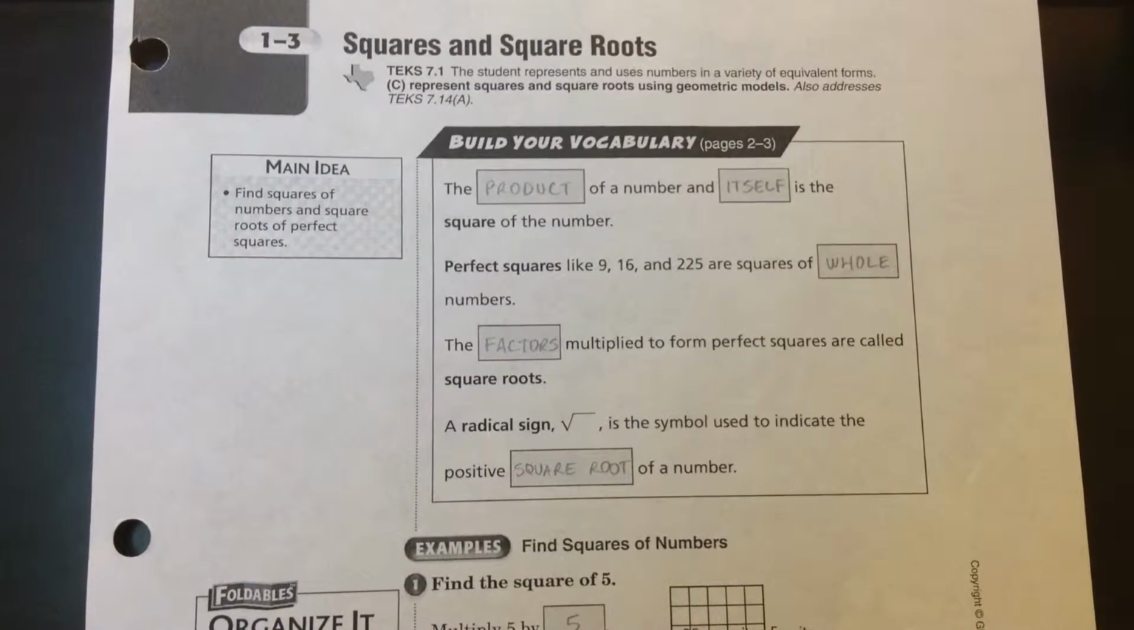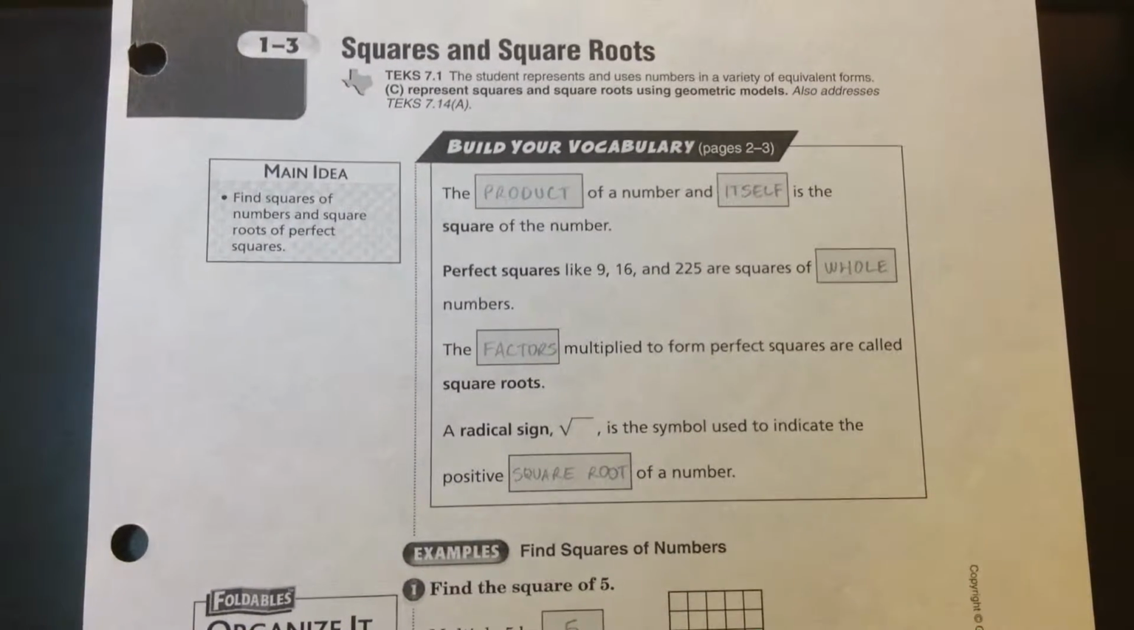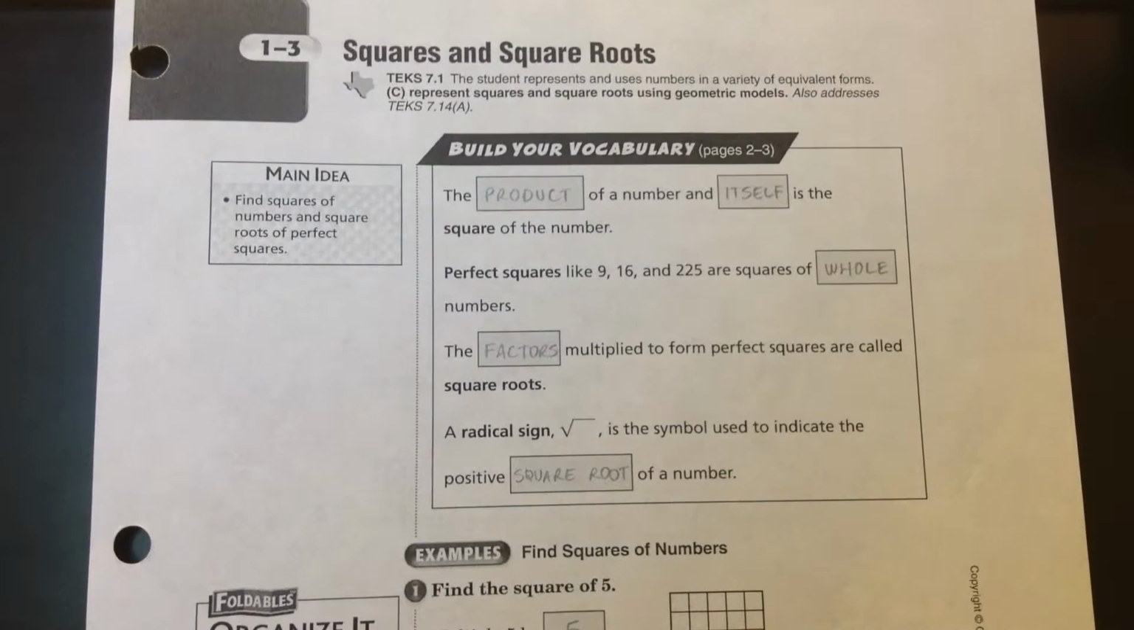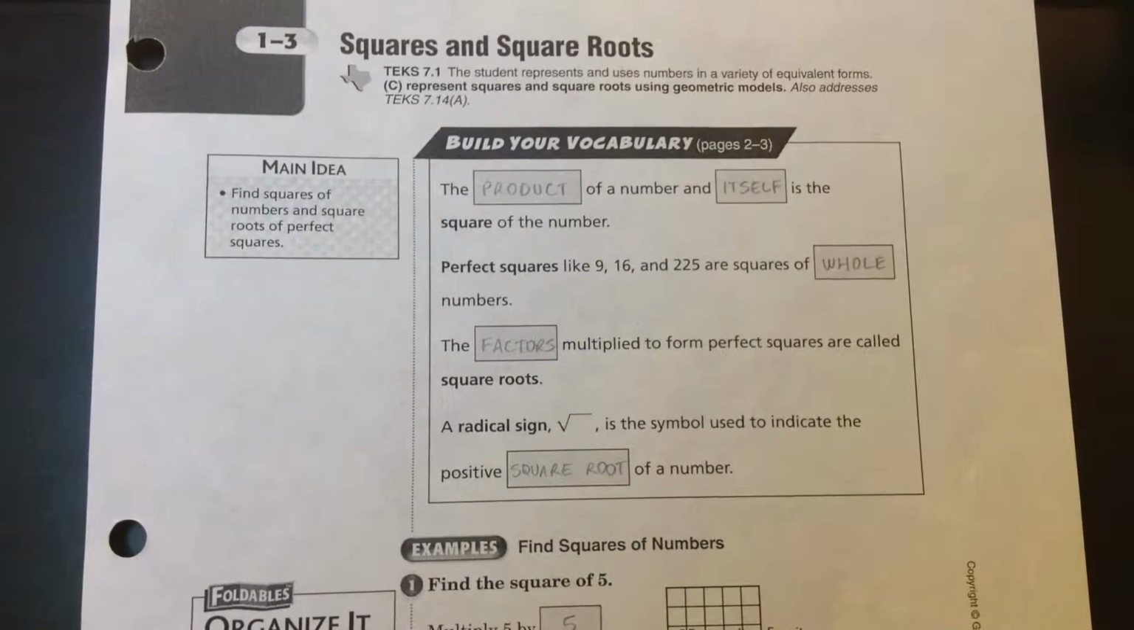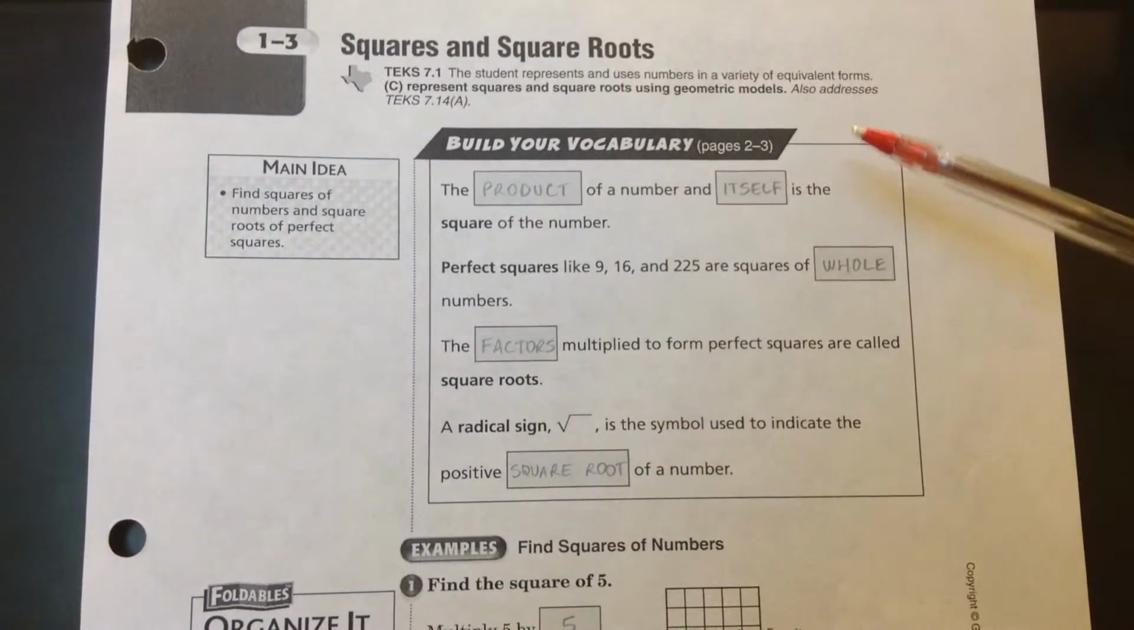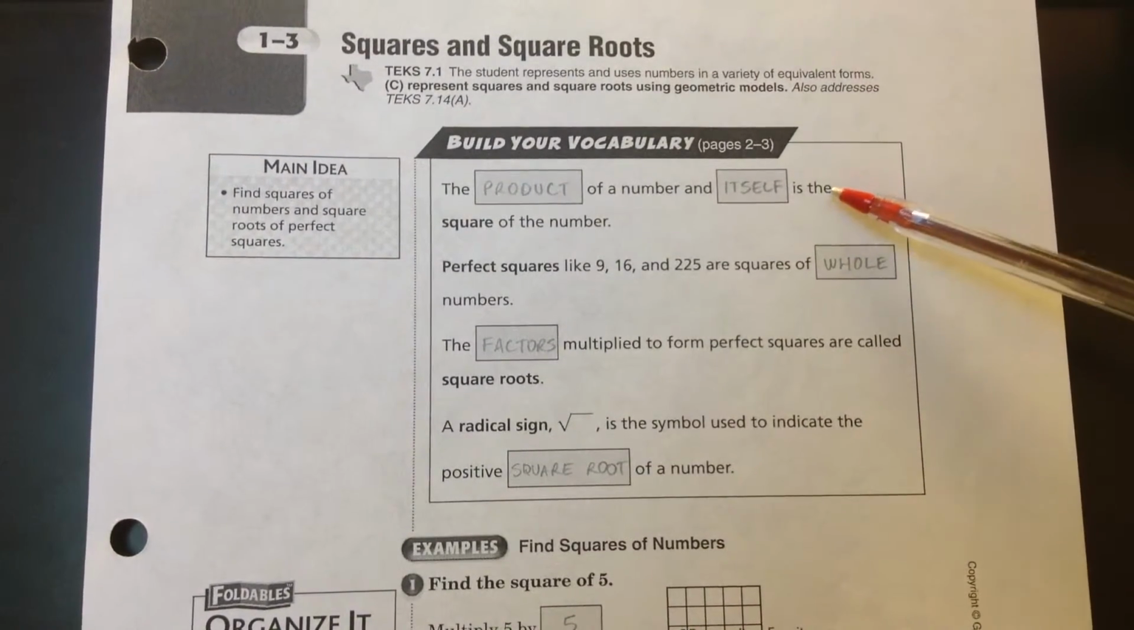Chapter 1, Section 3 is over squares and square roots. The main idea here is to find squares of numbers and square roots of perfect squares. A few vocab we need to cover before we start the section: the product of a number and itself is the square of a number.